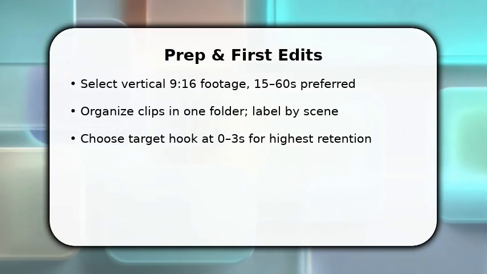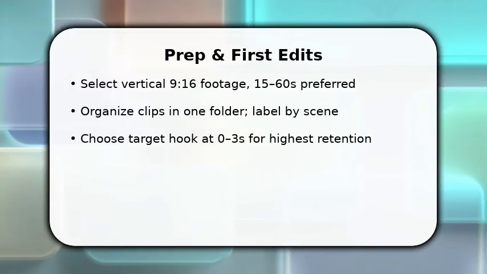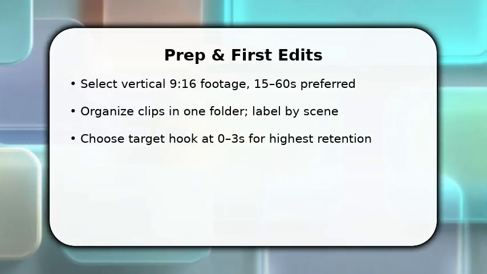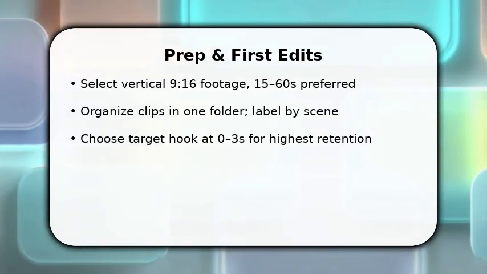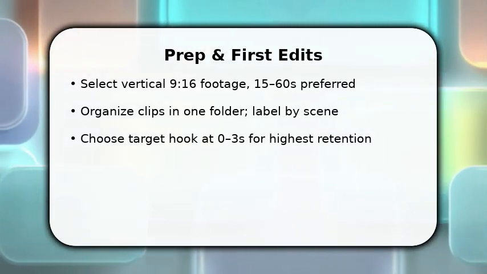Make an initial rough cut, trim to 15-60 seconds, remove dead space, and place your chosen hook at the start. This first pass sets the pacing and tells you which takes are keepers versus dailies to discard.